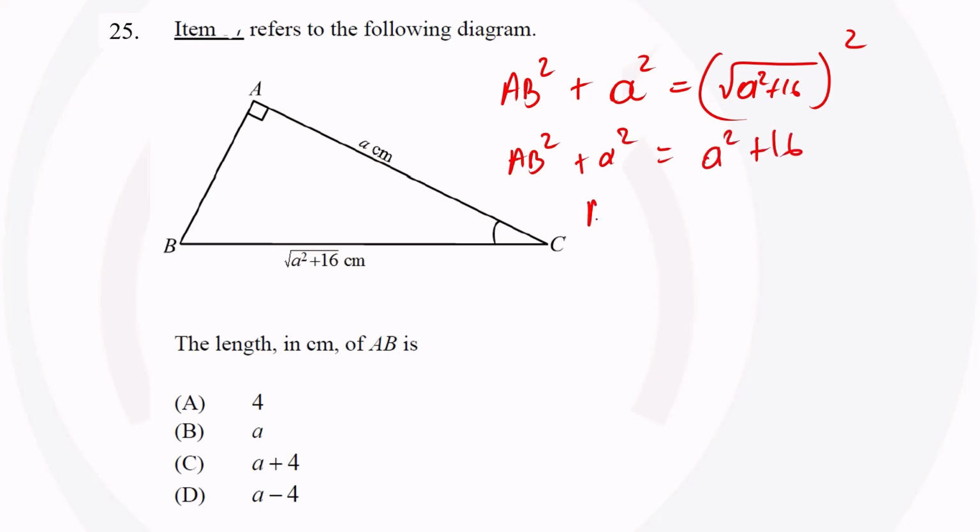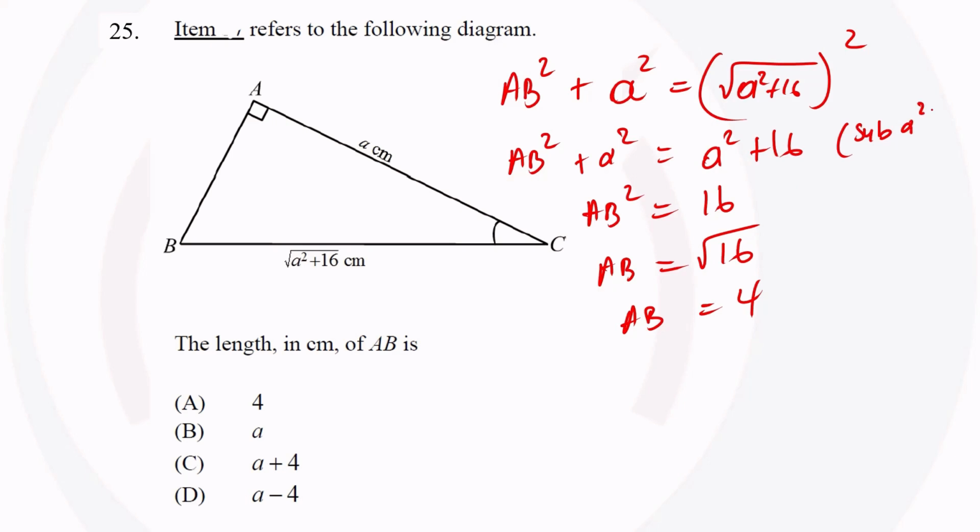Now we can go ahead and say, for AB squared, I will subtract a squared from both sides. So we're left with only 16. So then AB is equal to the square root of 16. So AB is equal to 4. Remember, we subtract a squared from both sides. This is like the solving equation concept. So the length of AB is going to be 4. So our answer is A.